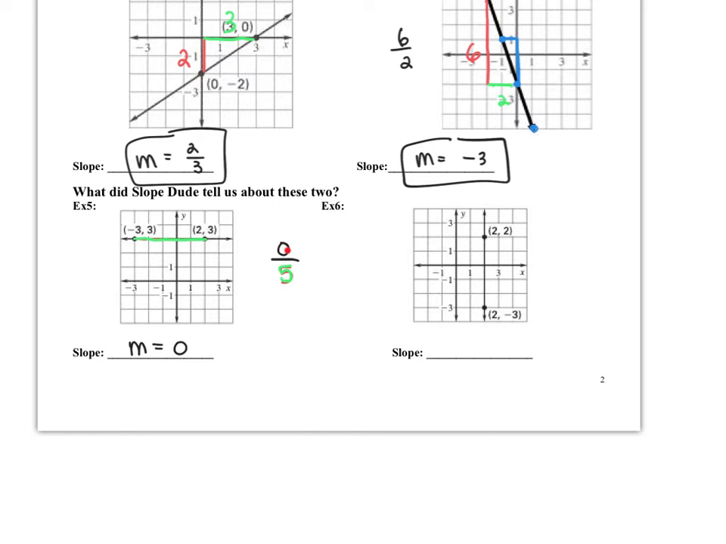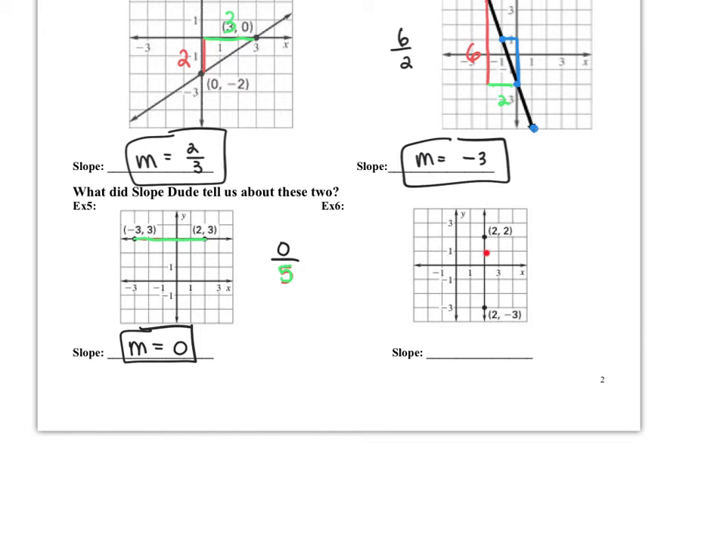Now what this really says to do is 0 divided by 5. Well, 0 divided by anything is 0. So it doesn't really matter what my run is. If my rise is 0, my slope is always going to be 0. If you were to type this into a calculator, it would tell you that the answer is 0.